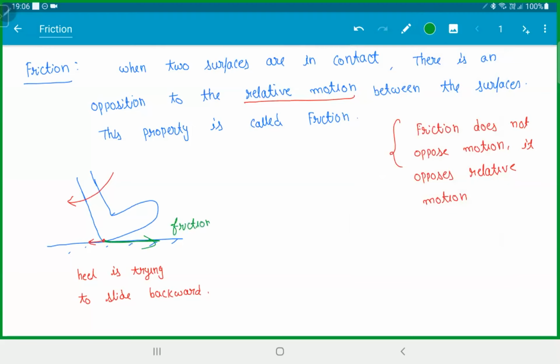So friction is actually responsible for you to walk. If there is no friction, you will do a moonwalk. You'll be at the same place and you'll be doing like this. You'll not go forward, you'll not go backward. So when you're walking, friction is responsible for your motion. So friction does not oppose motion. Friction is actually causing motion here. So friction is responsible when you walk.